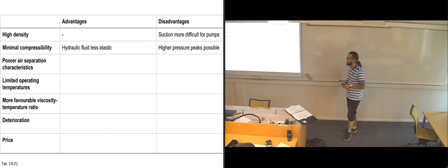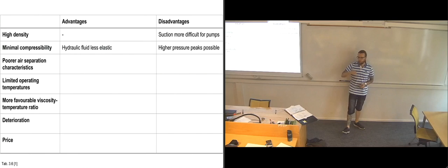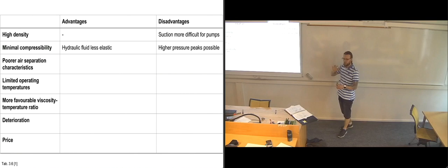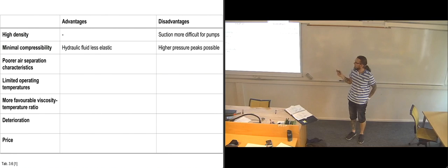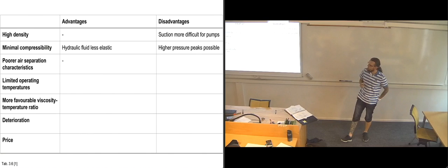If you've designed it to have bypass valves, which can let hydraulic fluid pass through them if the pressure becomes too high, then you are safe, because then the pressure peaks will just mean that you have let some of the hydraulic fluid return to the tank instead of staying in the system and creating a lot of pressure. So you've sort of handled a pressure peak that way. Then we'll look at poor air separation characteristics, if there are any advantages to that, and there aren't any advantages.